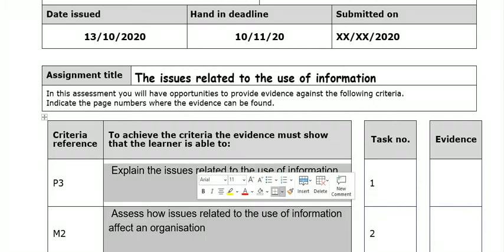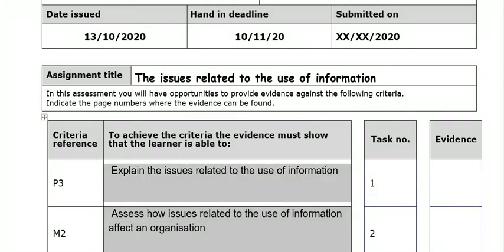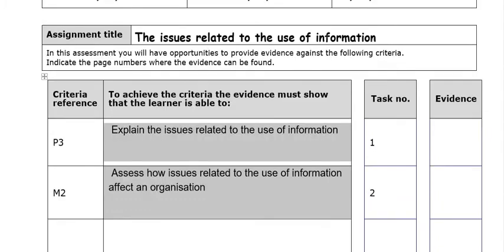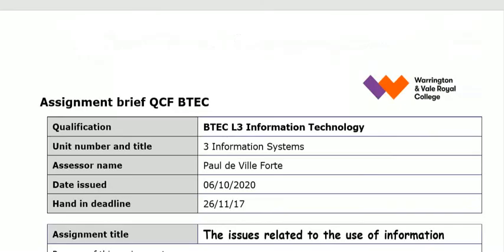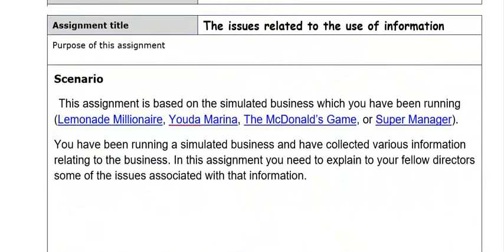Okay, so straight away, there's only two parts to this. There's P3, which is explain the issues related to the use of information. And there's M2, which is assess how issues related to the use of information affect an organisation. Now it's quite a strange one because we're actually using some sort of simulation for this. So we'll go down now to the actual scenario.